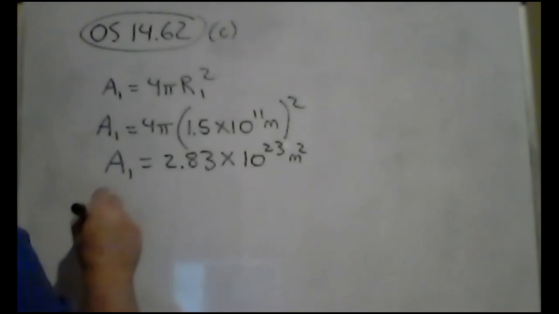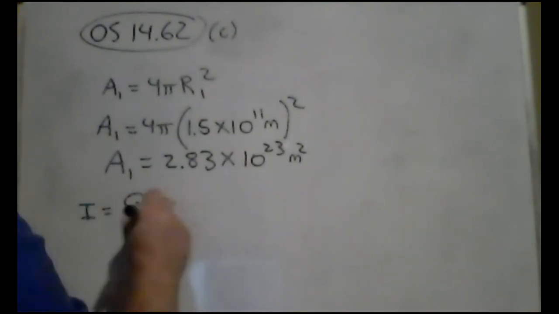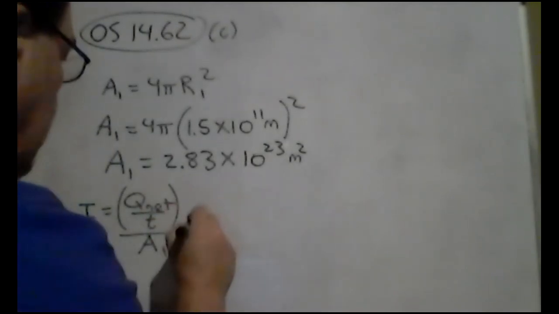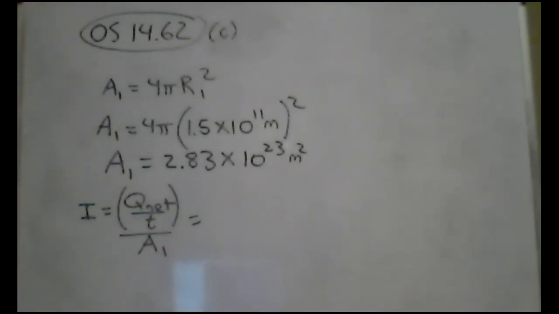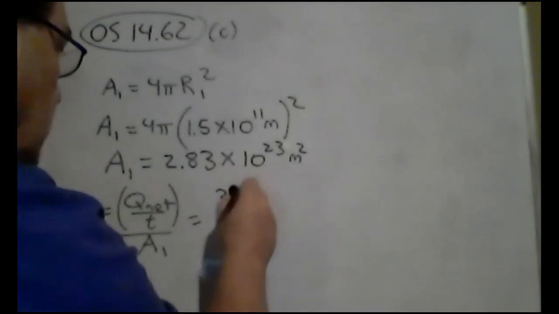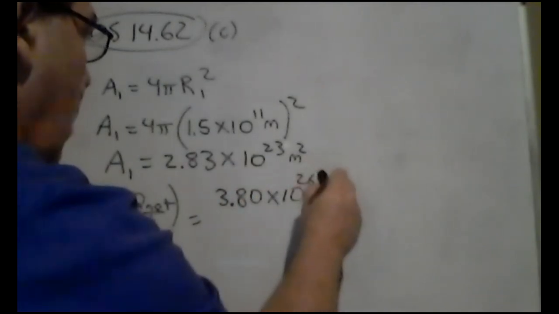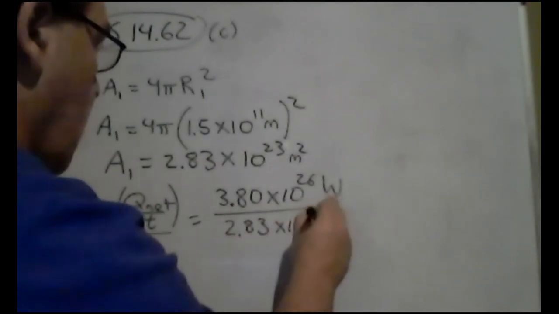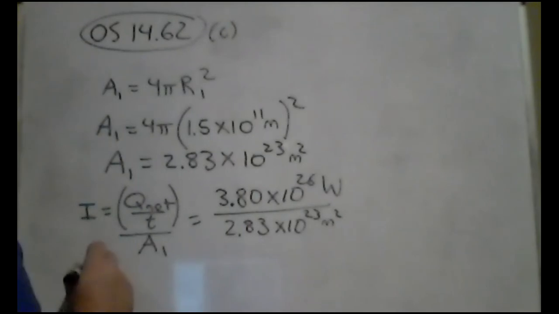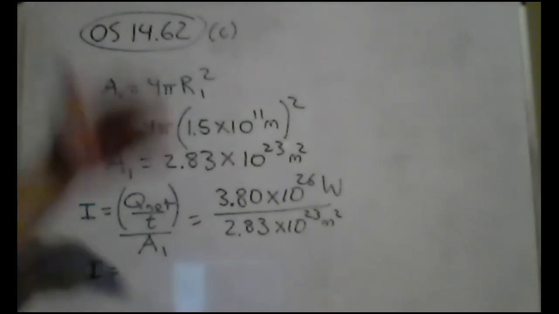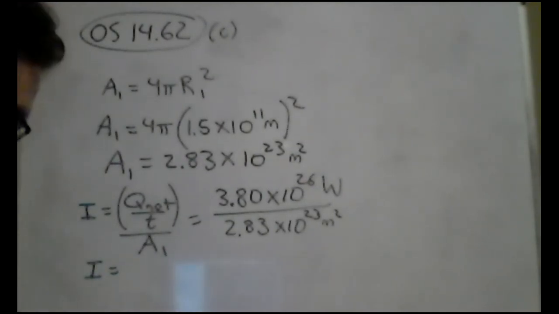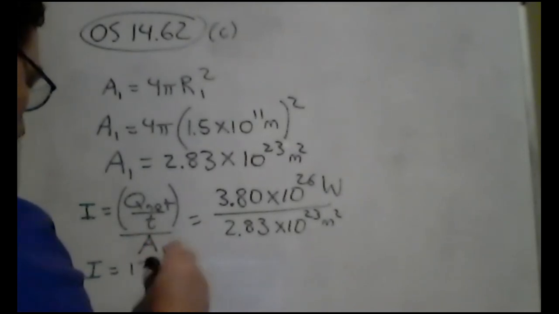The intensity at this level is Q over t, divided by A1. The sun radiates the same amount of power, 3.80 times 10 to the 26 watts, divided by 2.83 times 10 to the 23rd meters squared. I will find that the intensity of sunlight landing on a sphere with a radius equal to the Earth-Sun distance is 1340 watts per meter squared.